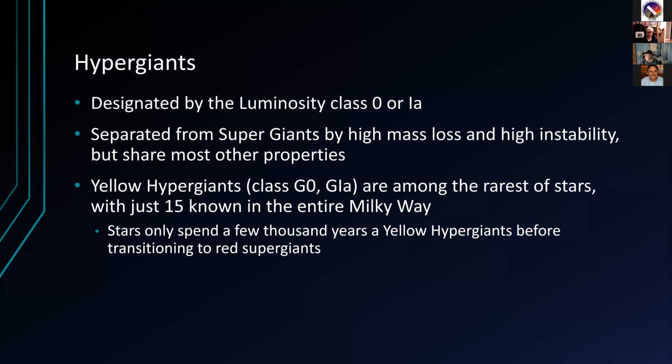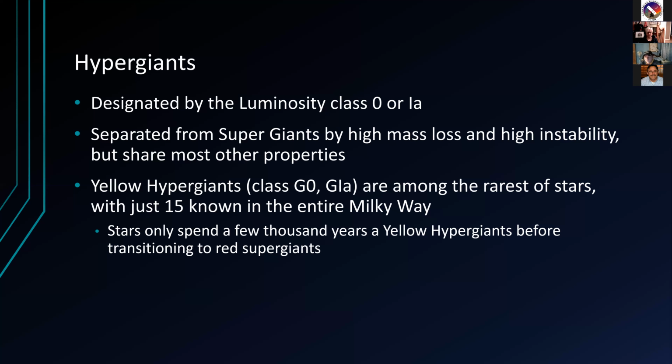Of all the stars, main sequence included, these are the rarest type of star, with just 15 yellow hypergiants known in our entire galaxy. So we go from 1 in 3 million for a typical main sequence O class star to 15 in 400 billion. These stars are thought to be kind of a transition point between O class main sequence stars and red supergiants.